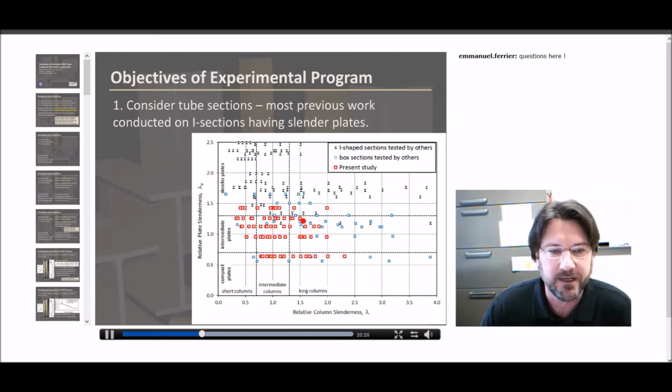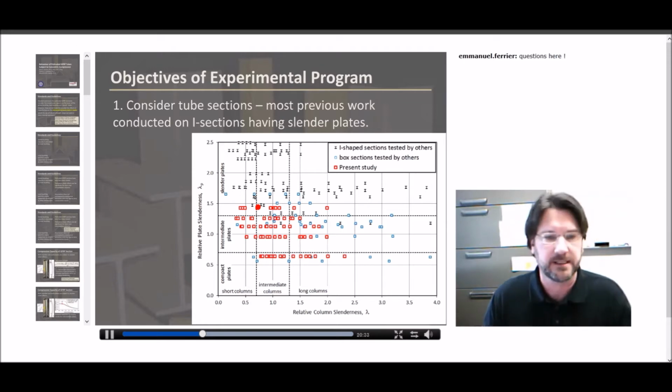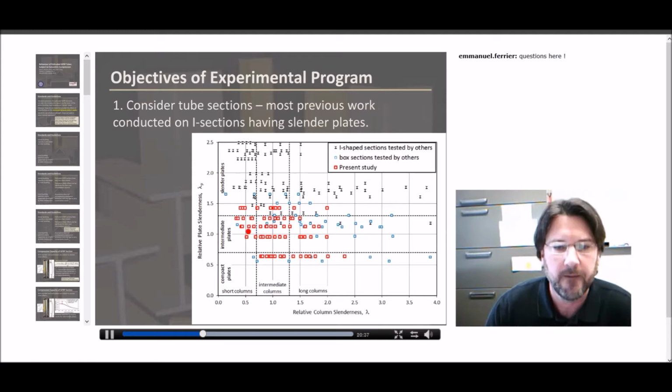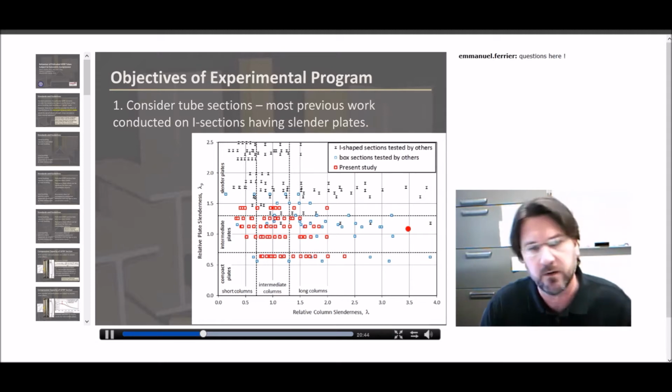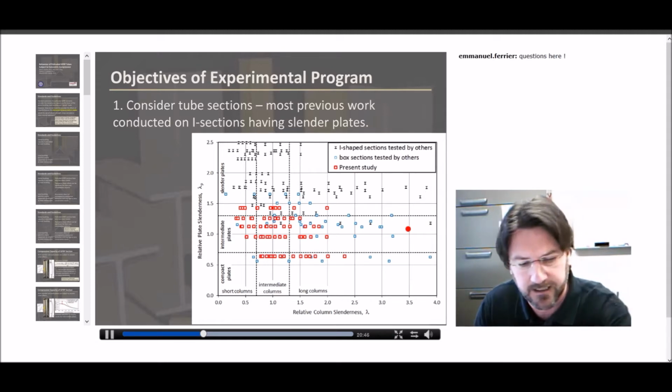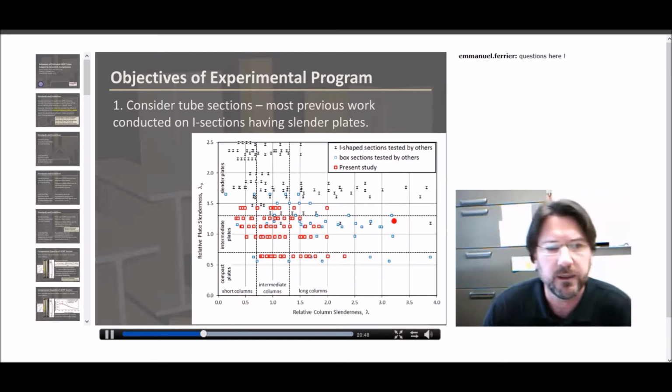And these intermediate length elements are actually very common when we're using pultruded GFRP sections, simply because we tend to be building, as I said, cooling towers and what have you, where we don't have particularly long members in compression. We're not studying too far out here with the long columns. We know that they're controlled by Euler buckling, and there's not much interaction with the plate slenderness. And so this is the area that we're working on.